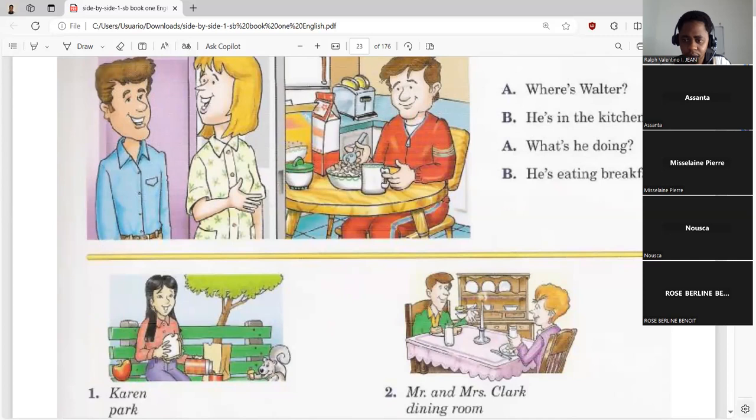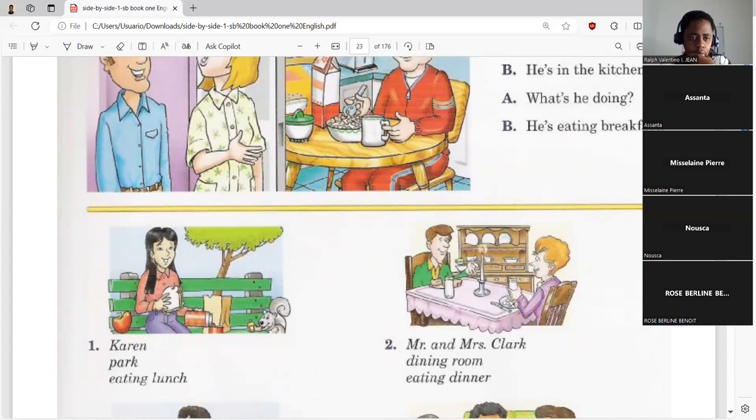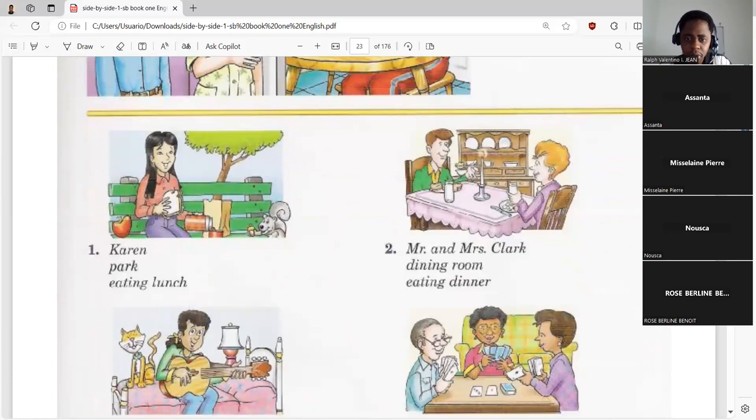Where is Karen? She's in the park. What's she doing? She's eating lunch. Très bien. Number two, you do number two as well.